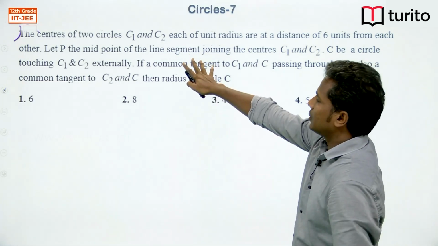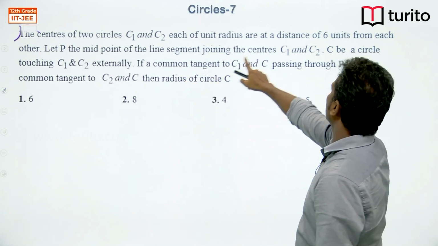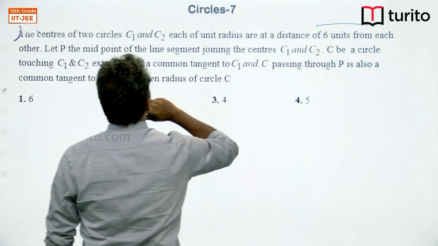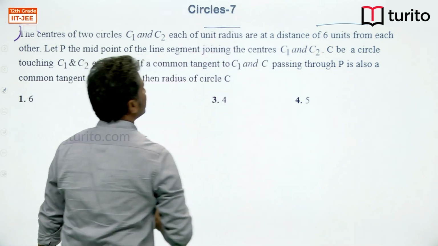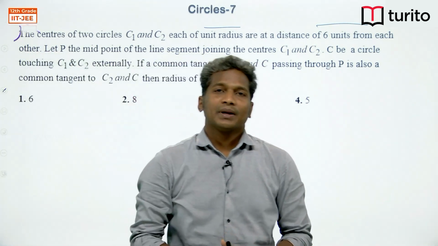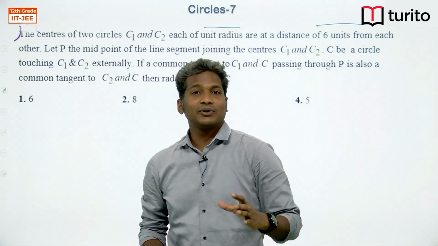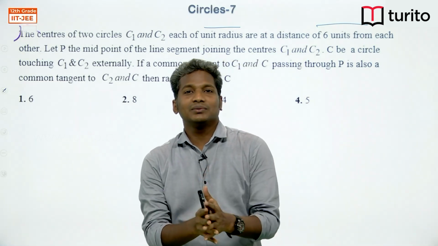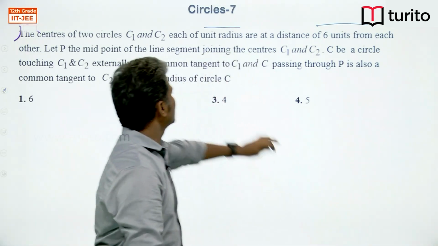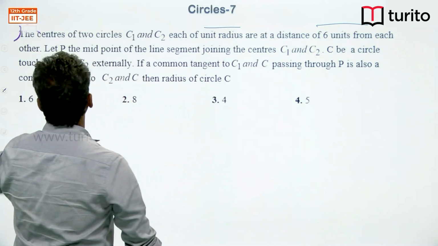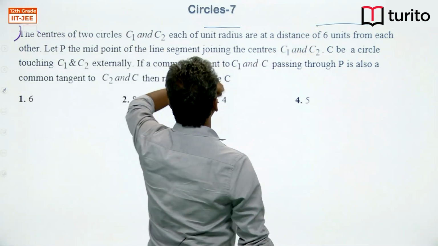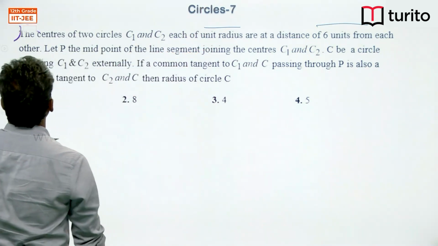So here there are 2 circles whose centers are at a distance of 6 units, and also these circles have 1 unit radius. See, I keep saying every day, beta, everything is about data. So you should be able to understand and present the data in a proper way. Here I am marking the important segments of the data: 2 circles with centers, distance between centers 6, radius 1 unit each.